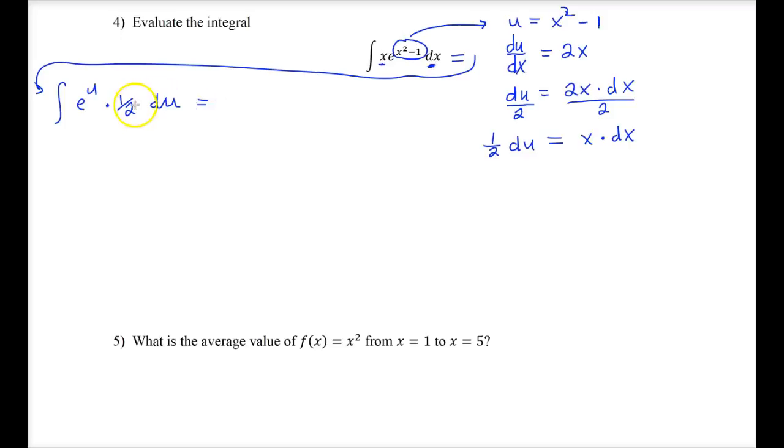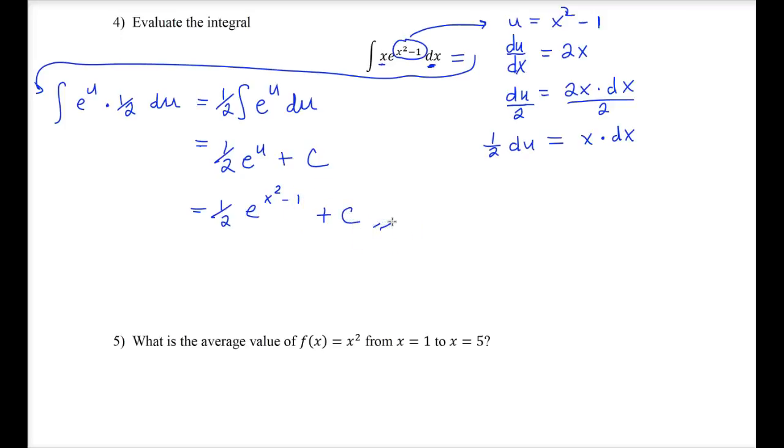So here we can factor out our constant. And now we just have e to the u du inside our integral. And of course, this is easy now because the antiderivative of e to the u is just e to the u. And of course, we append the plus c at the end. And then to finish up, we just put back in what u was. Of course, that's going to be x squared minus 1. And so here our answer is just 1/2 times e raised to the x squared minus 1 plus c.